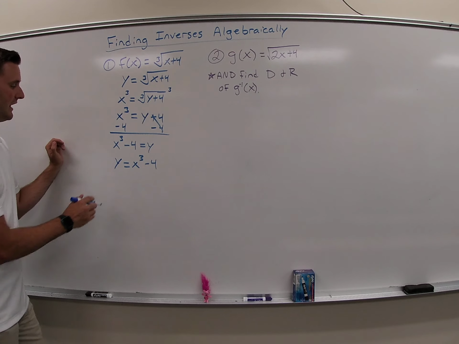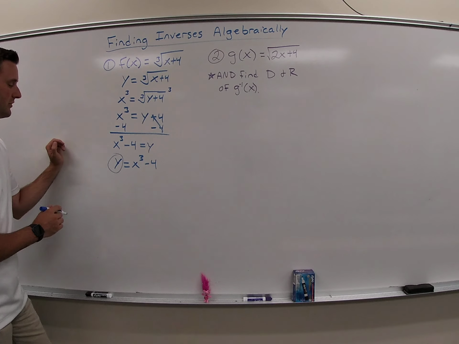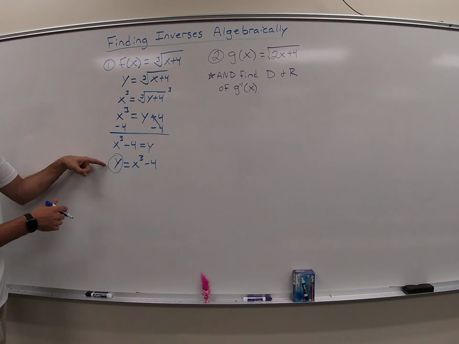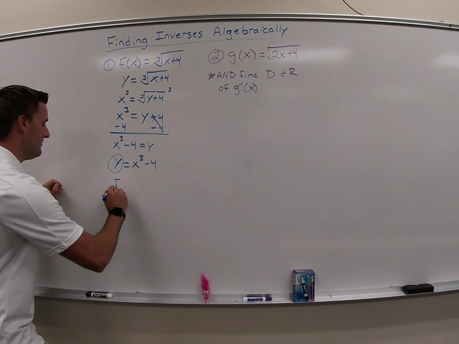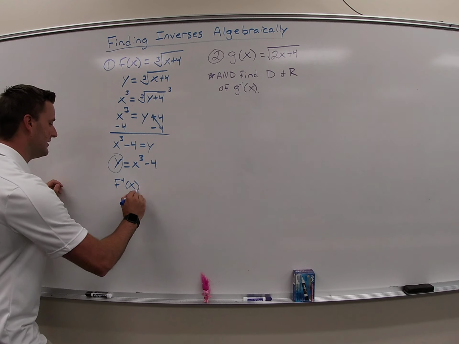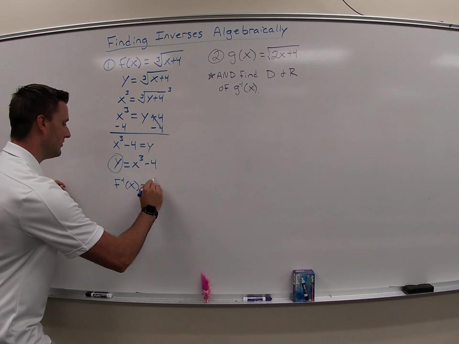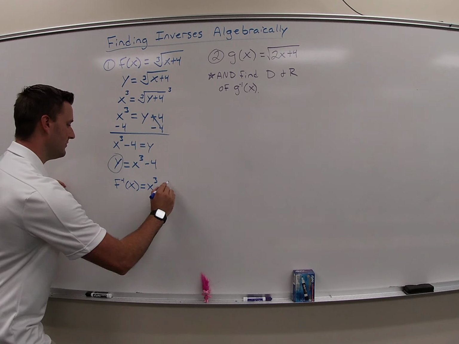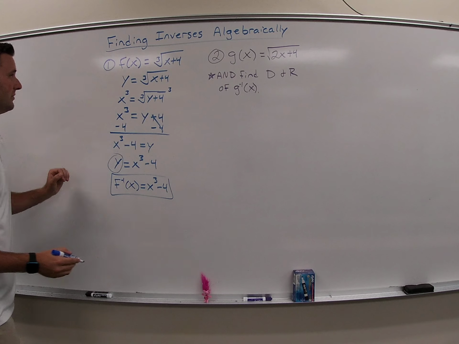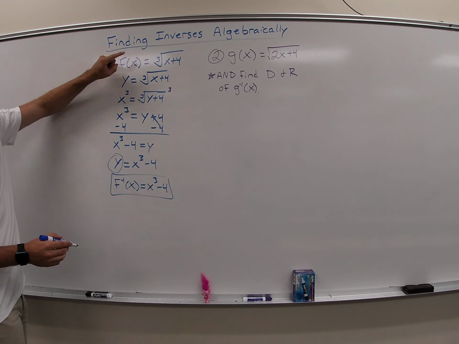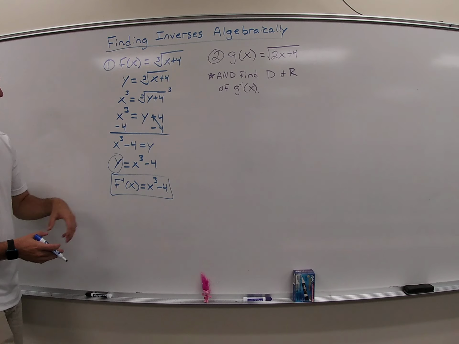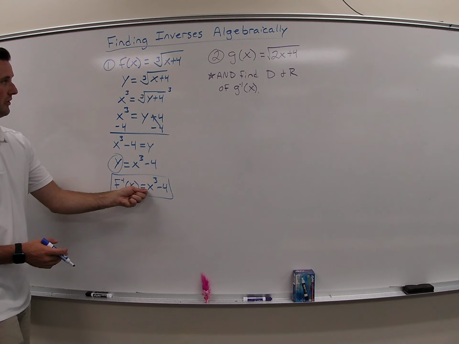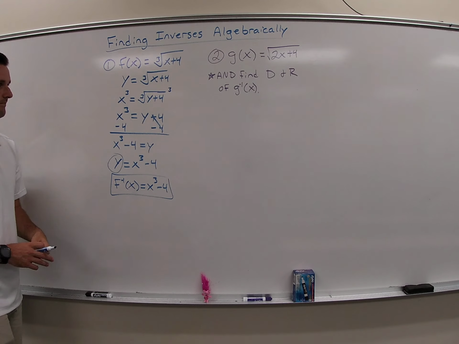But from here, I told you that this is our inverse. So I need to rewrite this. Instead of y equals, I'm going to write the inverse equals. So I'm going to say f inverse of x equals x to the third minus 4. So given my original function f of x was the cube root of x plus 4, its inverse is going to be x to the third minus 4.